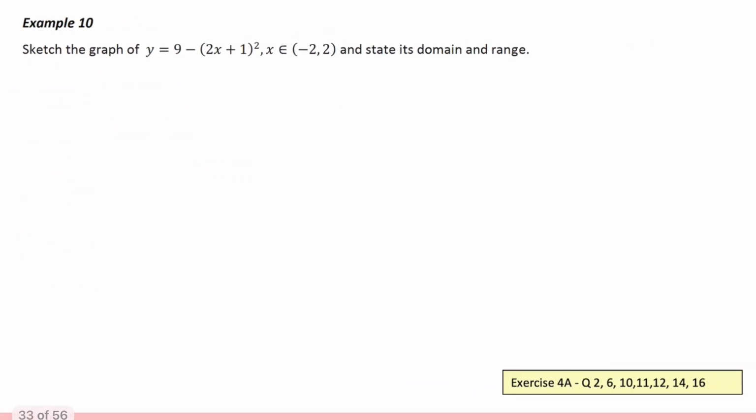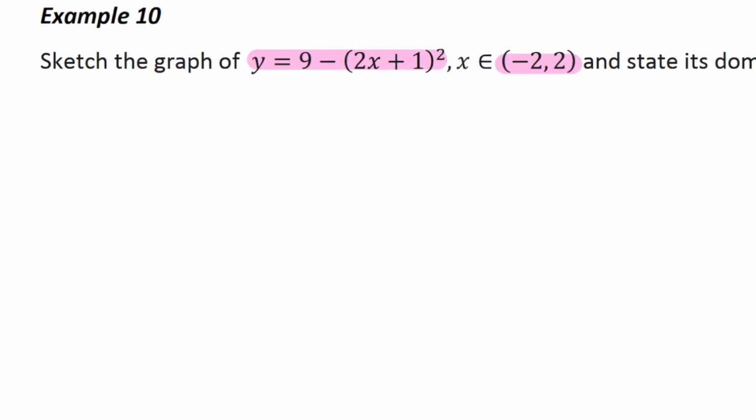All right, finally for this exercise, example 10, sketch this particular graph, state its domain and range. So here's the graph, and they've also given us a restriction for the domain. So for this graph over here, what I can tell is the turning point. What I'm going to do is I'm just going to write it in a slightly nicer form.